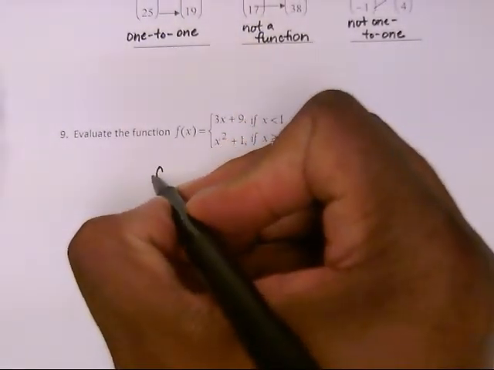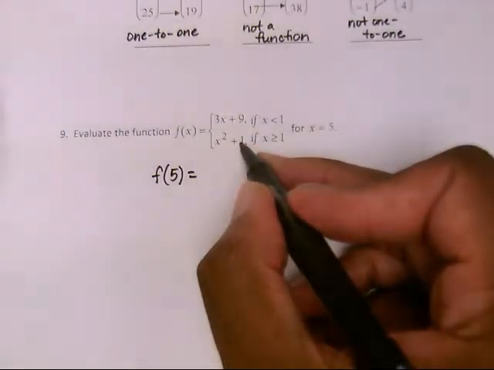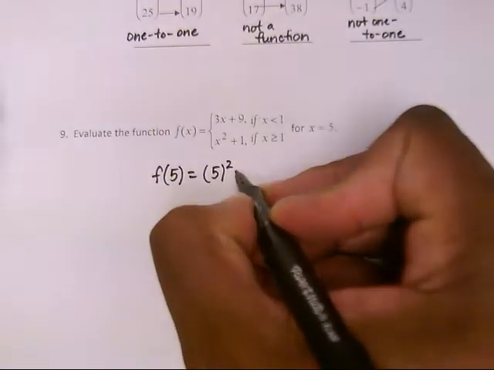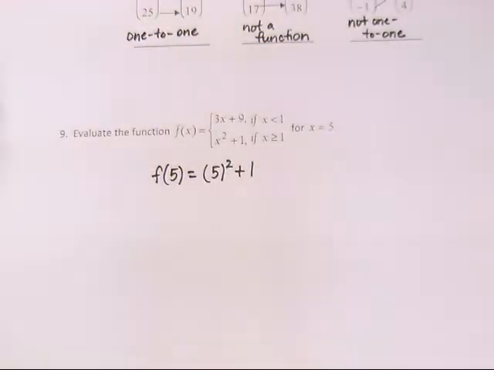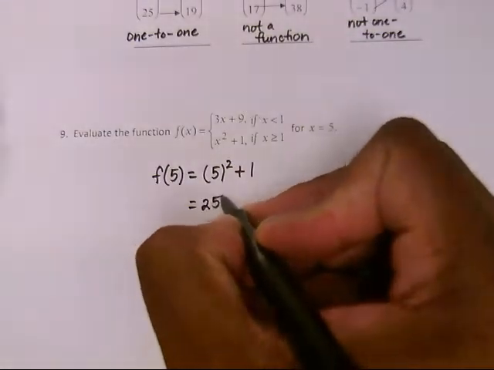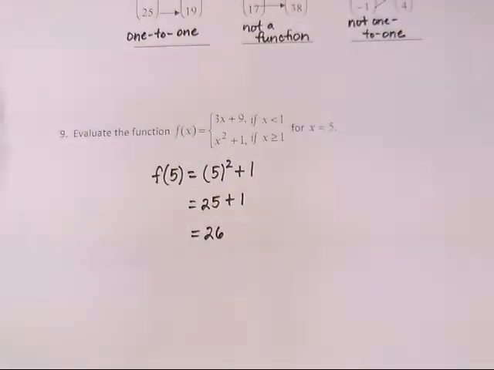So here, f of 5 will be equal to, here we're going to use that x squared plus 1 by replacing the x with a 5. So it'll be 5 squared plus 1. And then simplify. If we square the 5, you're going to get 25. And then 25 plus 1 will be 26. So here, in this case, the value of that piecewise function when x is equal to 5 will be 26.